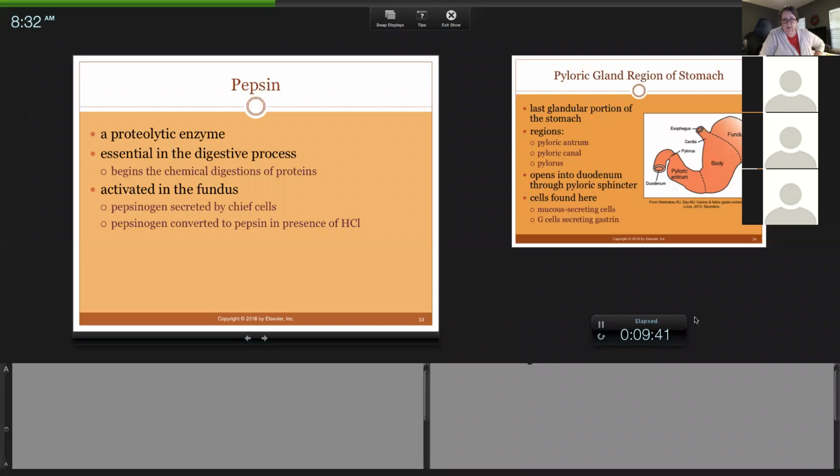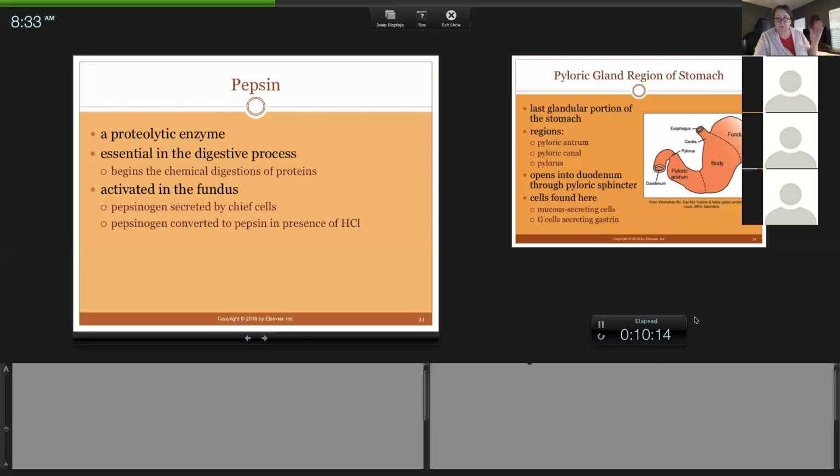We deal with something called pepsin. Pepsin is a proteolytic enzyme. Is anybody alive out there? What does proteolytic mean? It's right in the word. Pro meaning protein, lytic is lysis or breakdown. So pepsin is a proteolytic enzyme, and it begins protein digestion in the stomach.